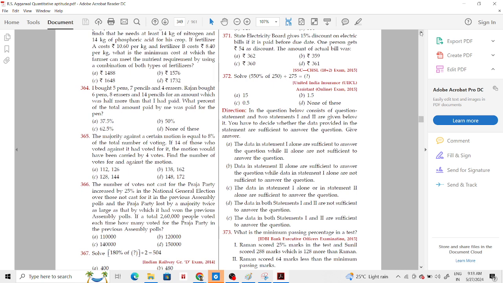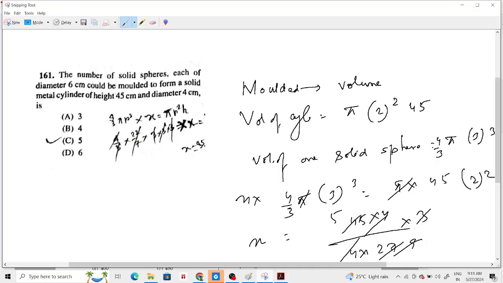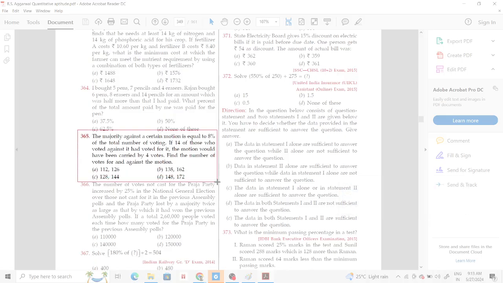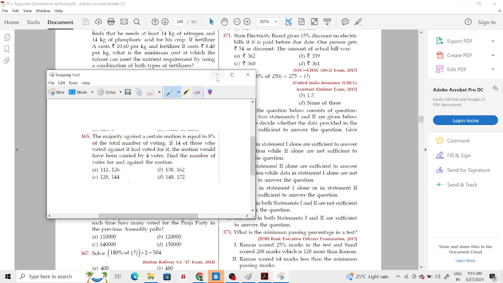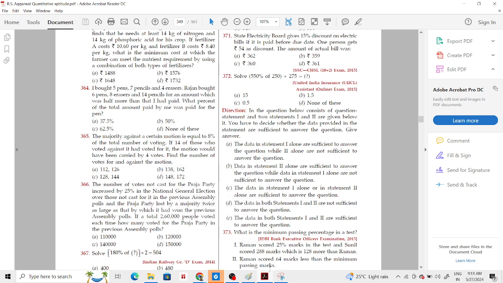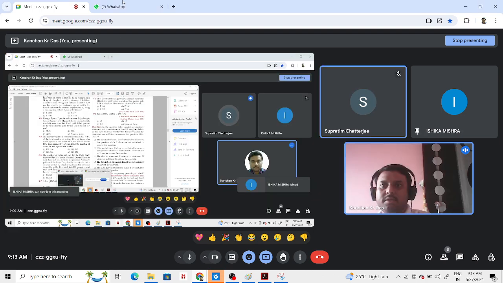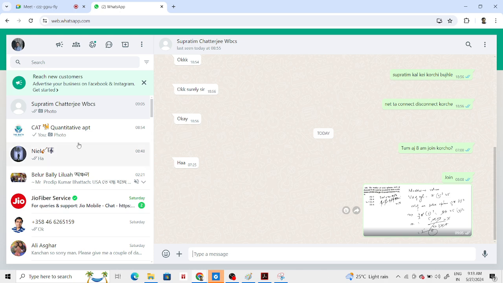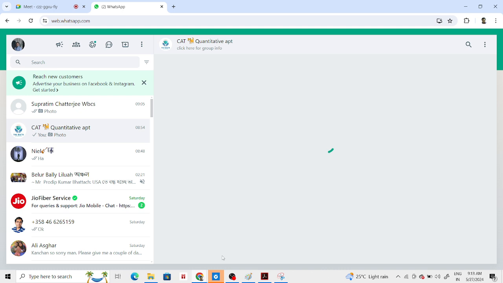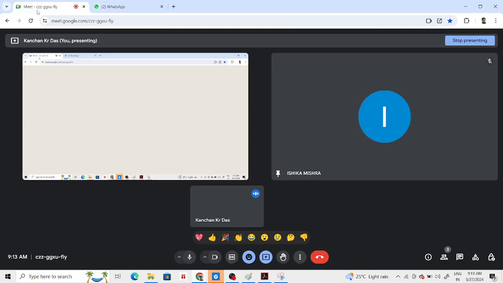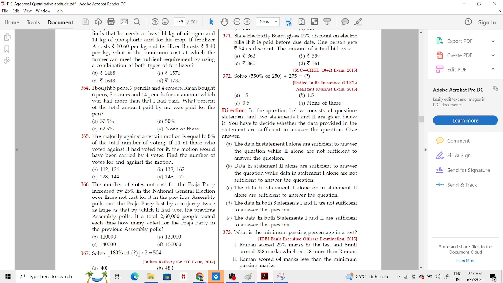Some math past year question papers are there over here. Okay, you try out number 365. Wait. So do you have RS Agarwal open in front of you? No, sir. I'll take a picture. Okay, okay. I'm sending it. Don't worry. I'm sending the question. I've sent it to the group. Check that out.